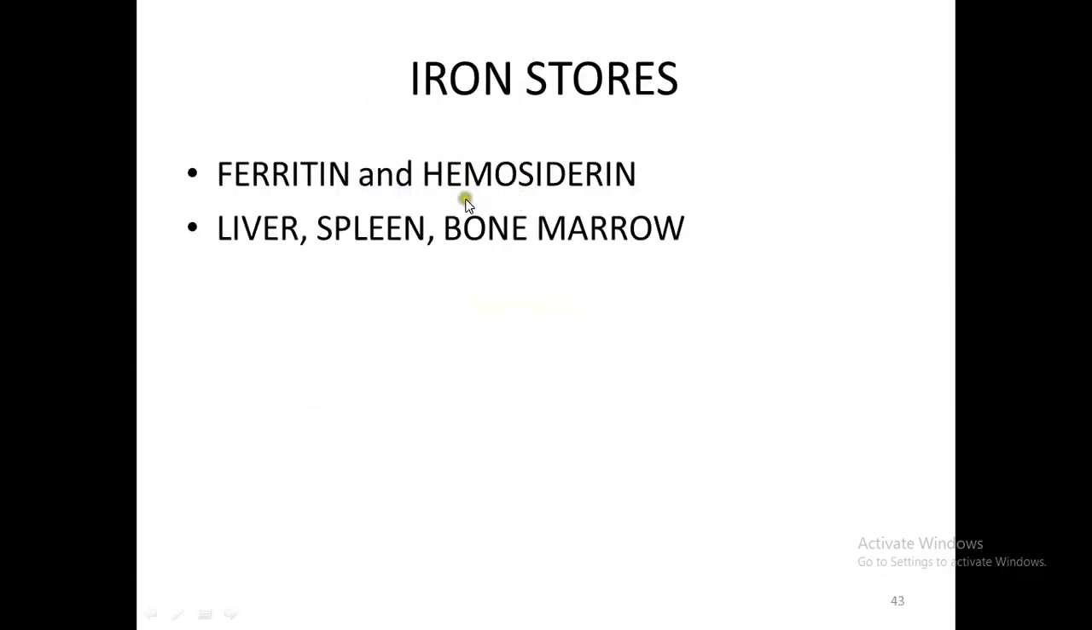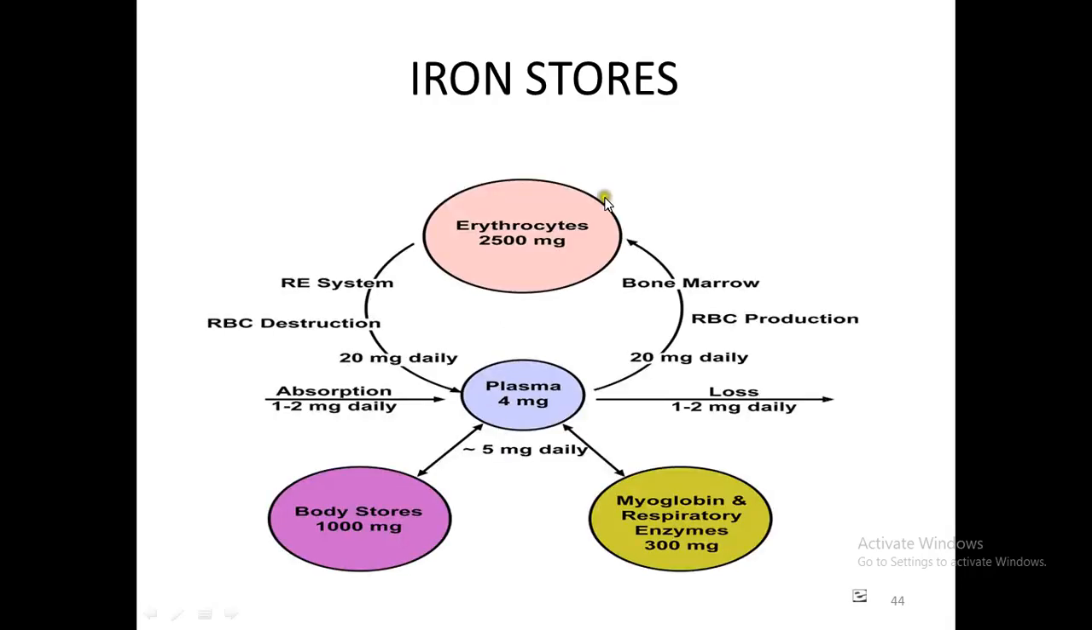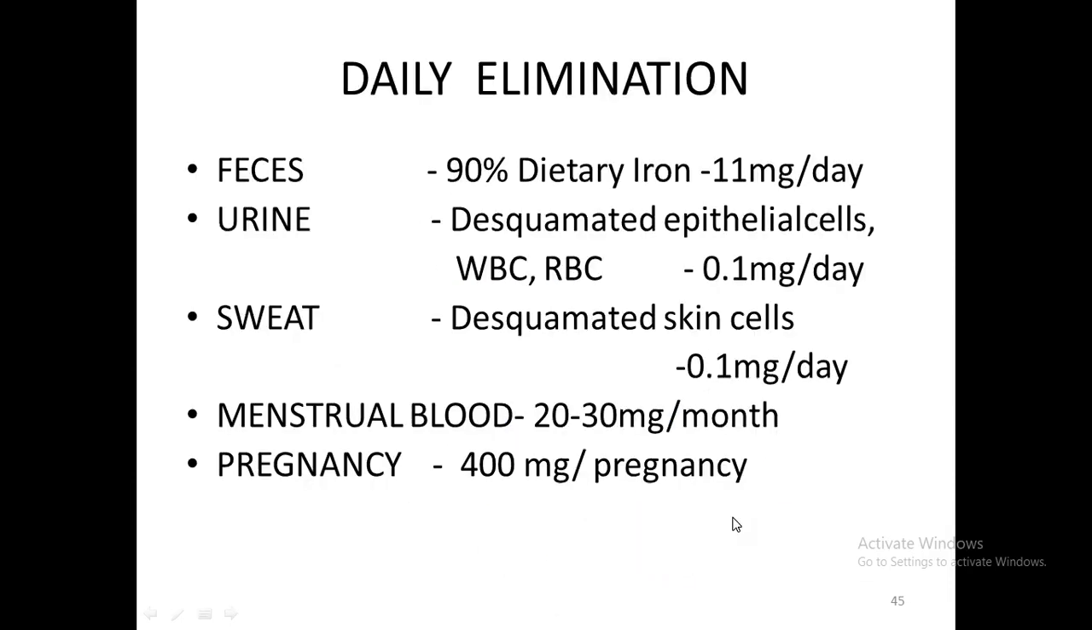The form in which iron is stored in the body is ferritin, which is the soluble form of iron, and hemosiderin, which is the insoluble form of iron. Iron is usually stored in the liver, spleen and bone marrow, but a tiny bit is stored in all cells of the body, and also a little bit is circulating in the blood plasma. So we see that the erythrocytes contain the maximum amount of iron. Plasma has 4 milligrams of iron per liter, and the body stores contain 1000 milligrams. Myoglobin and respiratory enzymes have 300 milligrams.